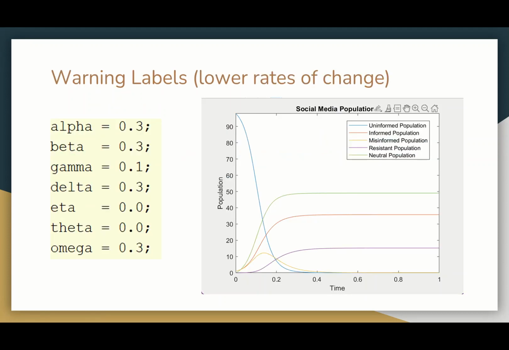For warning labels, it is a more mild method of moderation, and we decided that the rates of influence should be lower compared to other moderation methods. So these are our initial conditions on the left. These are our rates of influence on the left, and on the right is our graph for how the population turned out. About half of them became neutral, 35% became informed, and about 15% became resistant.